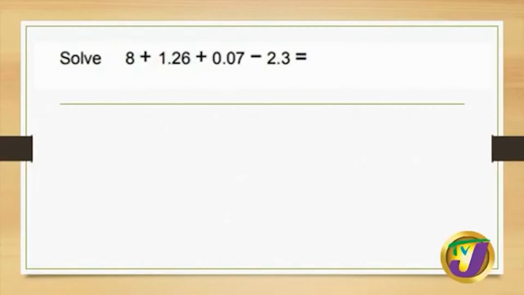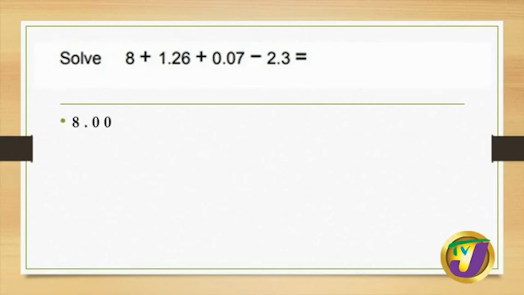So let's look at this one. Solve 8 plus 1.26 plus 0.07, subtract 2.3. This is a pretty easy, straightforward calculation. Now let's look at the operations that are involved in this question. We have addition and subtraction. Now when you are doing a math problem with more than one operation, there is a rule that we go by. We move from left to right as we operate. Addition and subtraction are interchangeable, but we always look at the one that appears first. So in this case, we're adding first. So let's look at what we'll do.